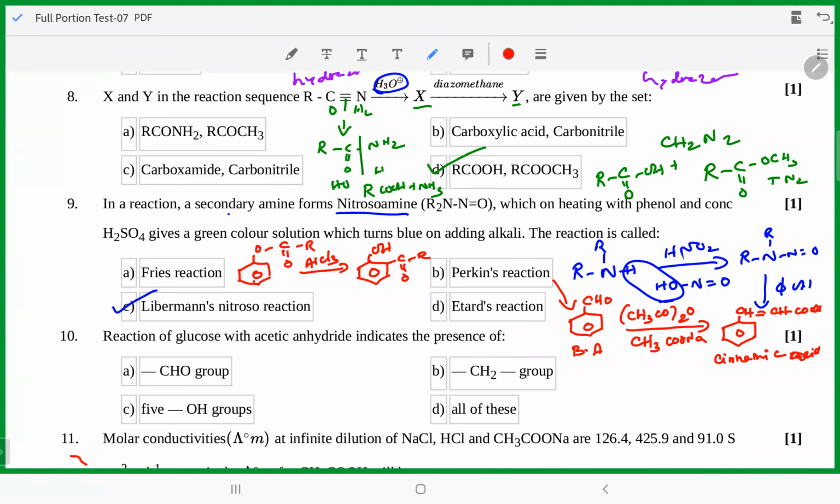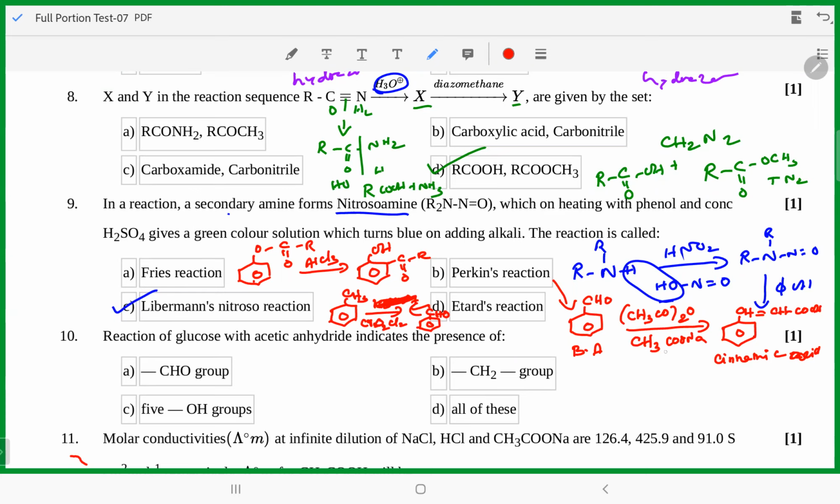Okay, Etard reaction is nothing but when you take toluene and treat it with K2Cr2O7, it will give benzaldehyde. This is the Etard reaction. Or chromyl chloride, CrO2Cl2. Instead of potassium dichromate, you can use chromyl chloride also. This is the Etard reaction.